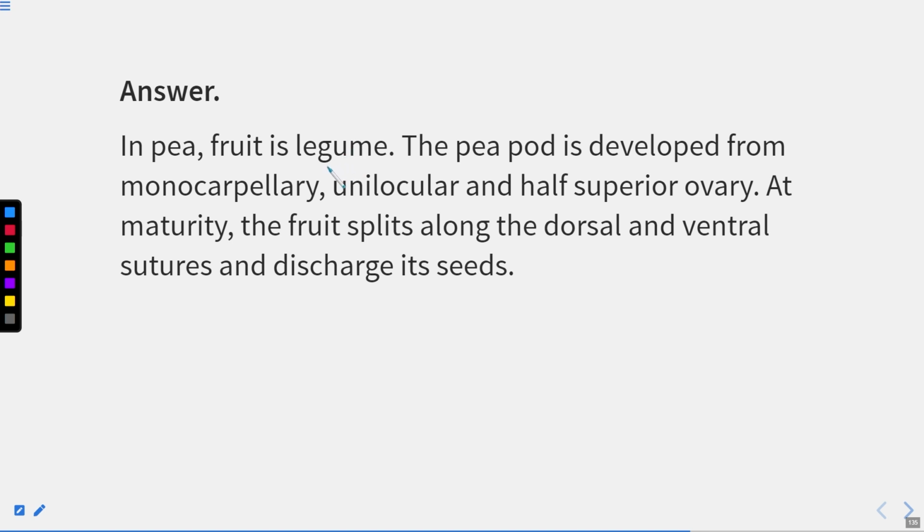In pea, the fruit is known as the legume. The pea pod is developed from the monocarpellary, means single carpel. Mono means single, carpellary means carpel. It is unilocular. Okay, there is only one locule and it has a half superior ovary. At maturity, the fruit splits along the dorsal and the ventral sutures and discharges its seeds. All right, so this happens in pea, in which the fruit is known as legume.